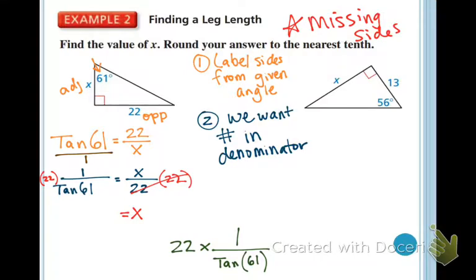If you don't have a Casio calculator, you could try 22 times 1 divided by tangent of 61. It's the same thing. Do you have a fraction button? Okay, I'm recording either way, so I'd show them.